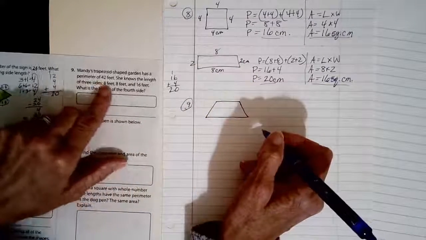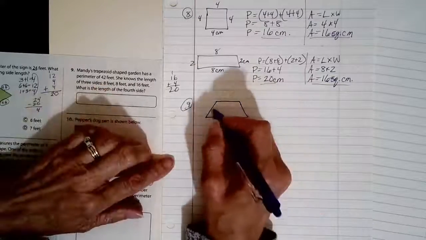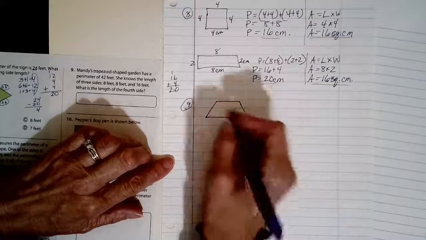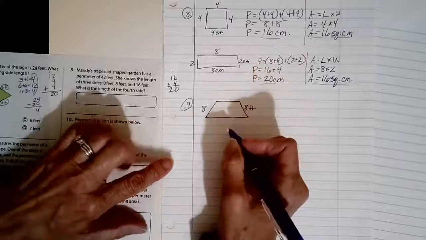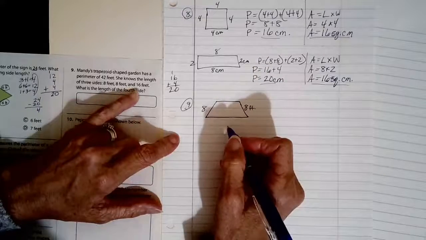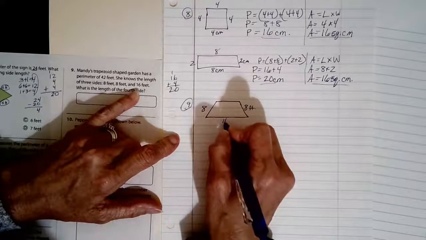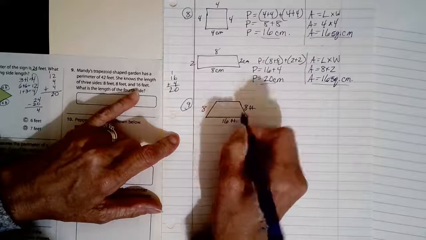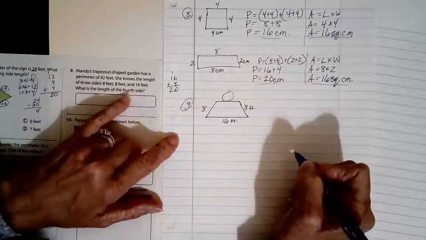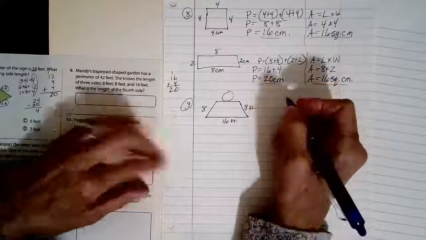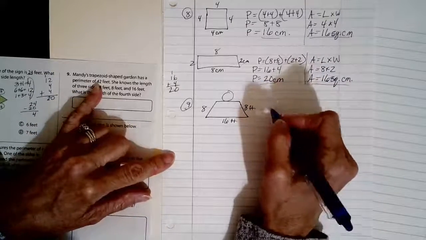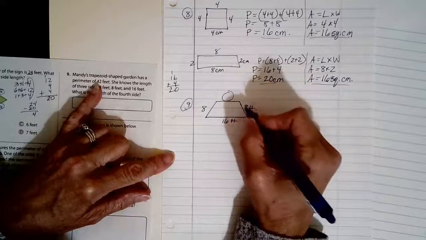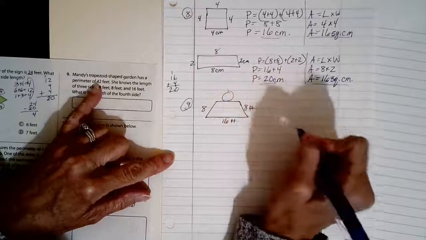So if I look at my measurements, 8 and 8, which 2 sides are going to be the same length? It's these. So this one would be 8 and this one would be 8. And then it has a 16-foot side. Well, that's going to be the long one on the bottom. So what we don't know is the length of the top side. But the whole perimeter is 42. So remember, the perimeter is the length outside added all together.